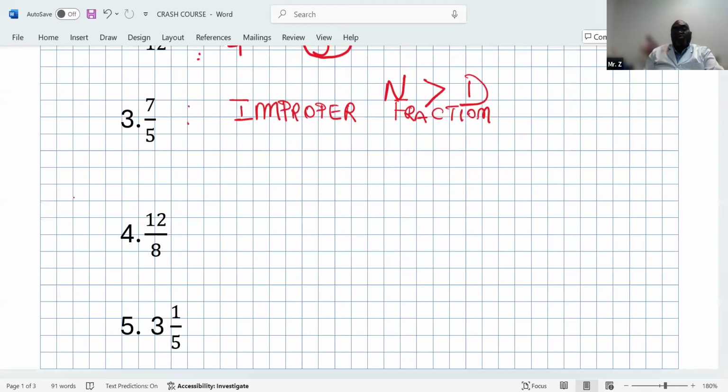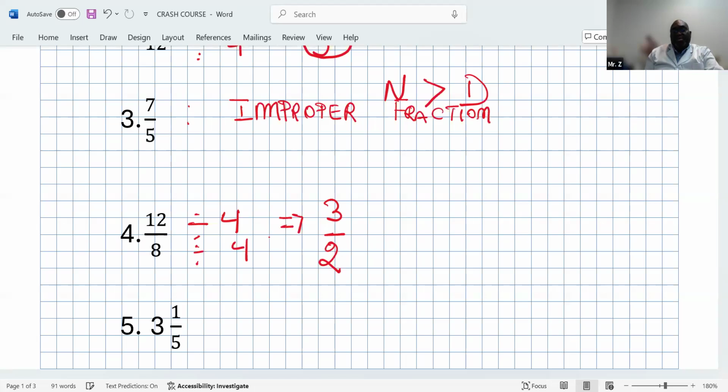So when I look at 12 over 8, 12 is bigger than 8. This here is an improper fraction. Look at whether this can be simplified by any number. You know 12 can be simplified by 4. 8 can be simplified by 4 as well. So once you do that, you will have 12 divided by 4, you got 3, and 8 divided by 4, you have a 2.